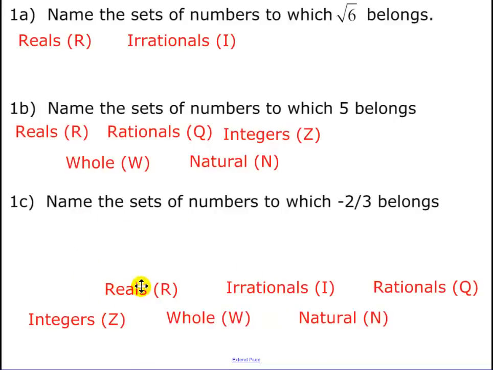Now negative 2/3. That's a real number. Negative 2/3 is a fraction, so that's a rational number. An integer is a whole number, a non-fraction, so it's not an integer. And whole numbers and natural numbers are subsets of integers. Or it has to be, if it's an integer, it's also a whole number or natural number. So for 1C, it's just real numbers and rationals.